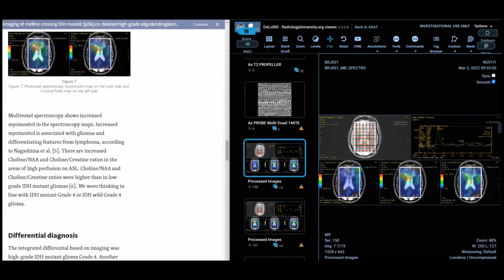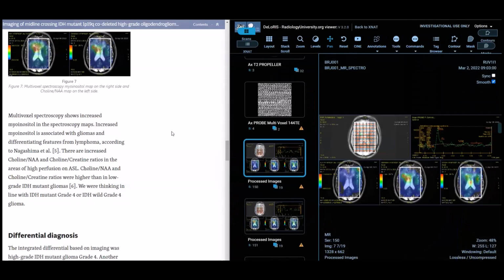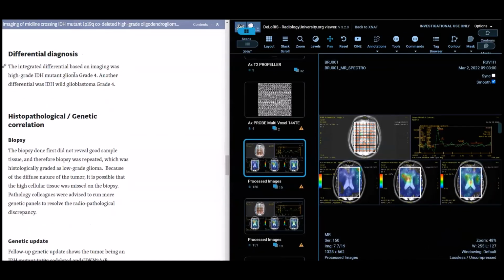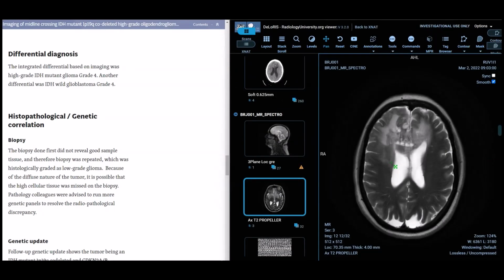There are increased choline/NAA and choline/creatine ratios in the areas of high perfusion on ASL. Choline/NAA and choline/creatine ratios were higher than in low-grade IDH mutant gliomas. We were thinking in line with IDH mutant grade 4 or IDH wild-type grade 4 glioma.